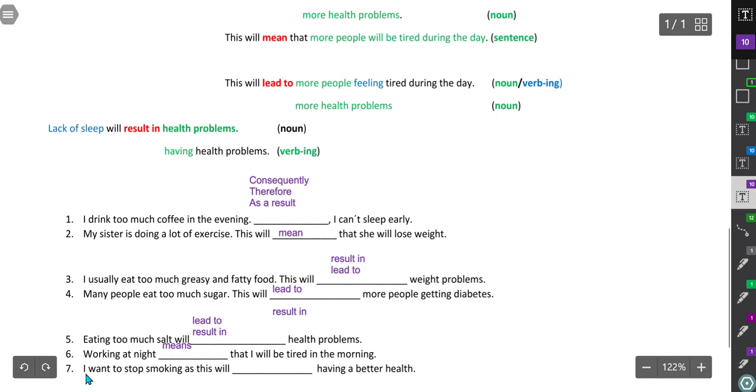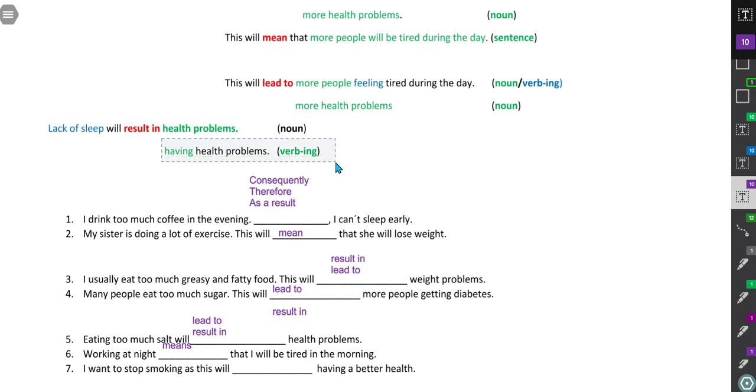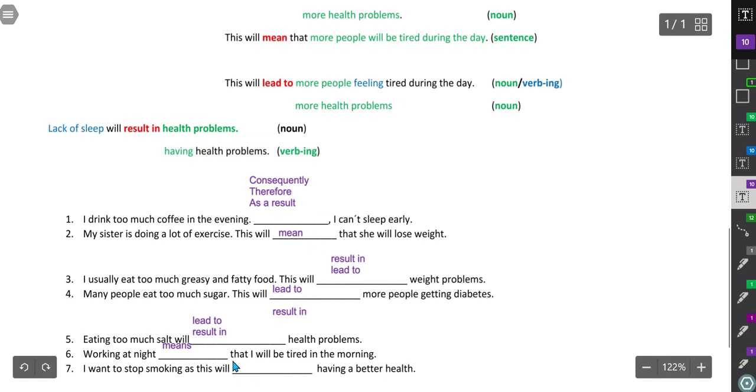And the last one, check, it says, I want to stop smoking as this will having a better health. Okay, in this case, you have the expression having. Having is ing, and if you remember when you are using ing, for example, is this, check, lack of sleep will result in having health problems. So in this case, the best option is that one. Okay, I want to stop smoking as this will result in having a better health.